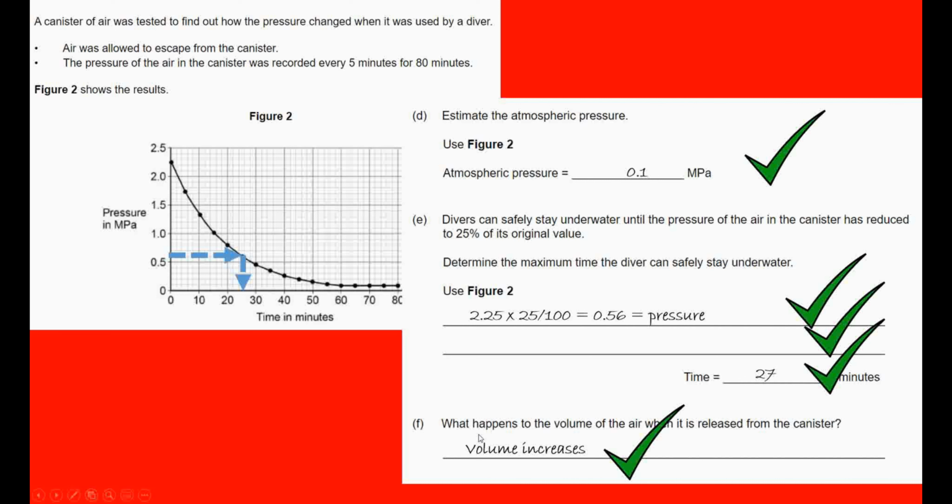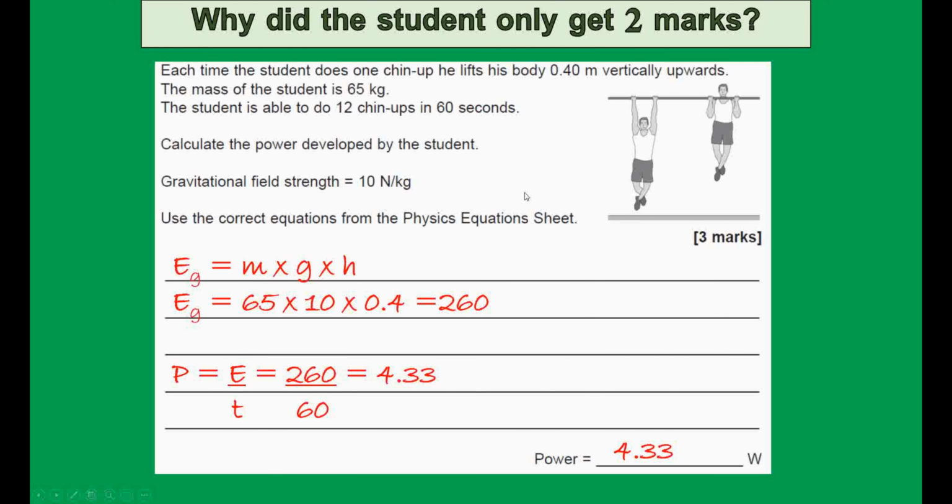Okay, what happens to the volume of the air when it's released from the canister? The volume will increase. The pressure has reduced, so the volume will go up. Okay, the next thing we're doing, you need to spot why the student only gets 2 marks. Why do they only get 2 marks in answering this question? What have they done wrong?